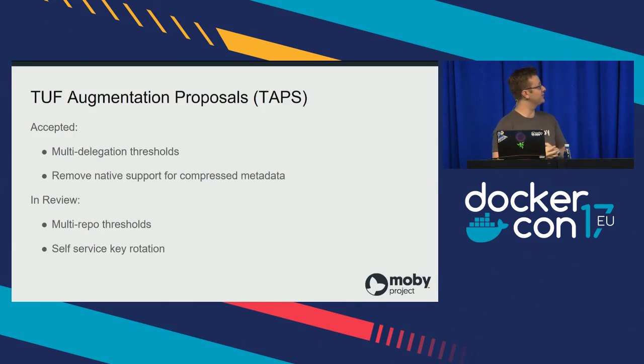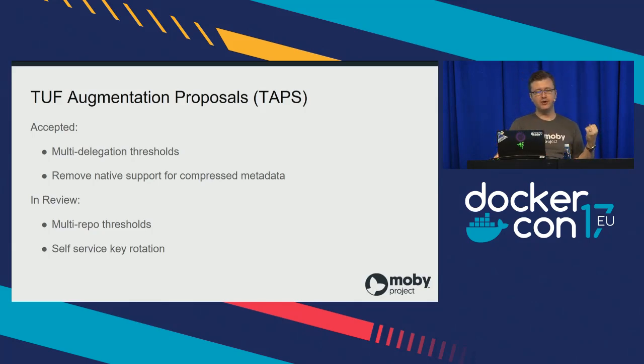Another nice one that was accepted was removing native support for compressed metadata. TUF support for compression resulted in significantly larger objects. You had to include every single version of compression as a new line item in your repository. The specification is moving to just say this is something you define over the transport layer. We don't care. We only care about the actual final uncompressed version of the content you want people to download. It slightly reduces complexity, which I'm excited about.